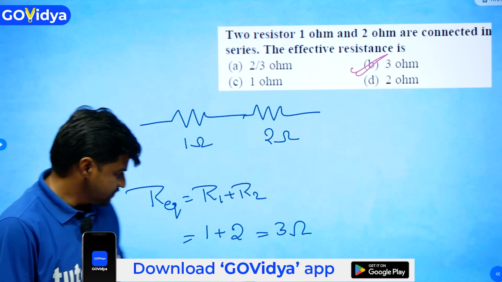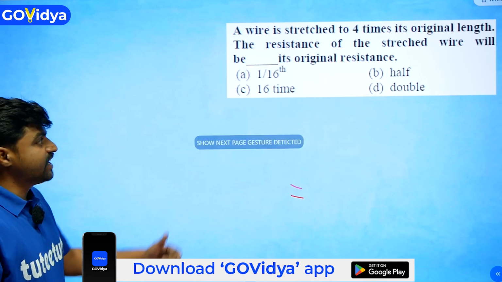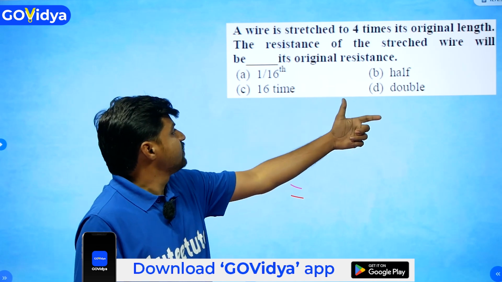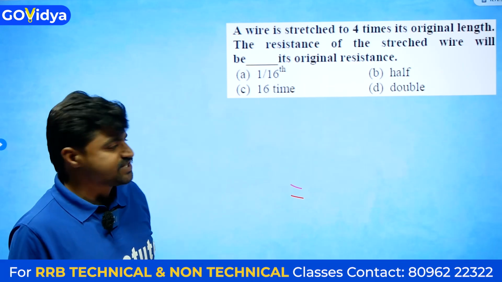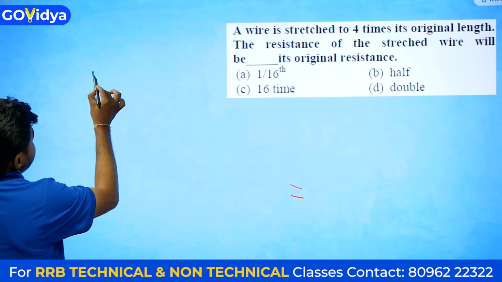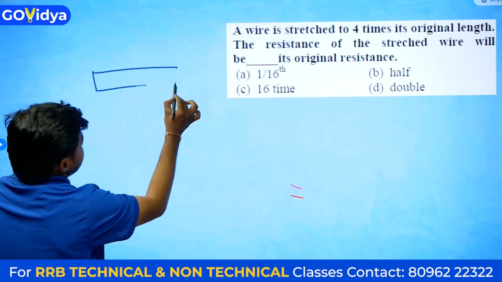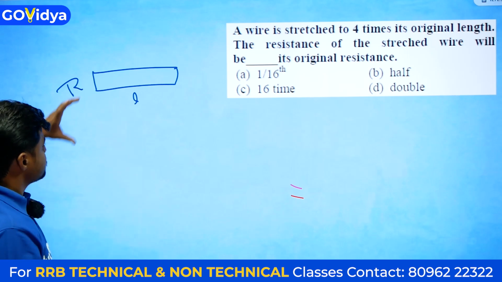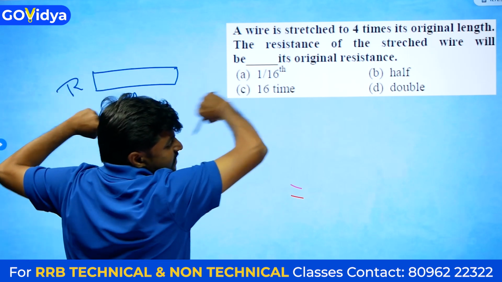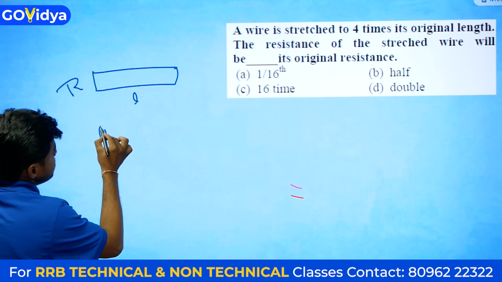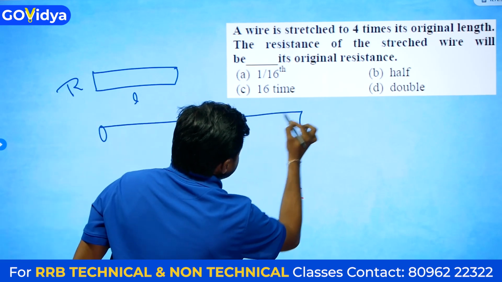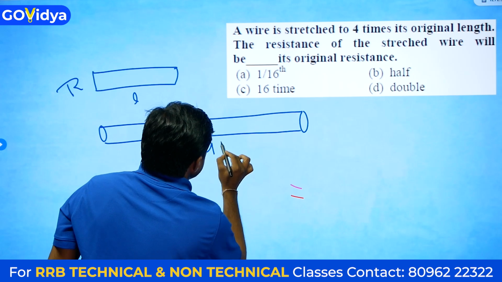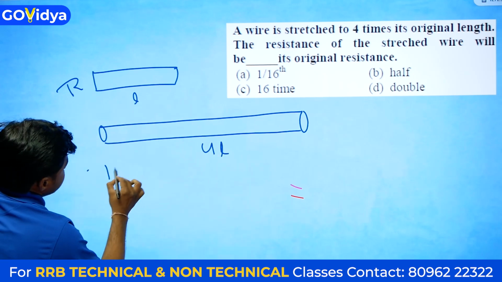Next question. A wire is stretched 4 times its original length. The resistance of the stretched wire will be dash times its original resistance. The length of the wire is L, having resistance R. The same wire is stretched 4 times its length, so 4L. What is the resistance?